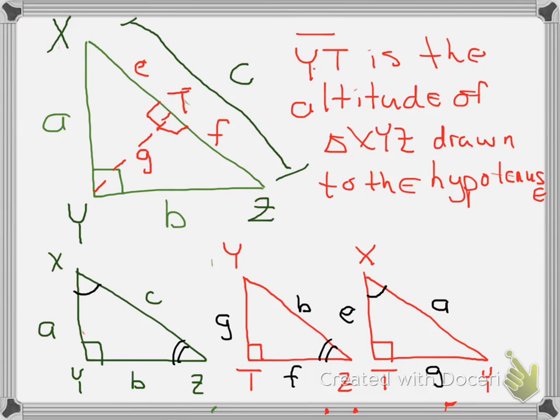Notice that the first two triangles, XYZ and YTZ, both contain angle Z. I've got it down here with two marks on it. That means, because they both contain right angles, the first two triangles are similar by angle-angle. Also, the first triangle and last triangle both contain angle X, so they also are similar by angle-angle. Similarity of triangles is transitive, which means that all three triangles are similar to each other.